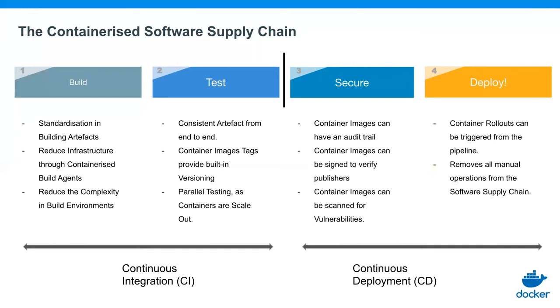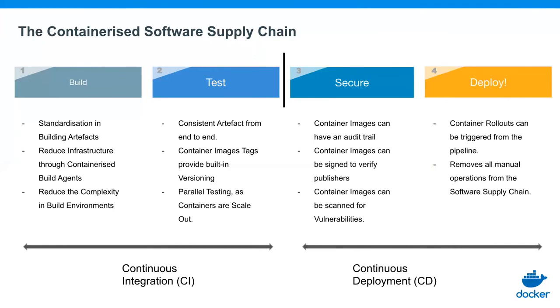And containers by default enable seamless scale out, enabling parallel testing. On the security side, containers can provide a clear audit trail, and so inside of the registries we can have a clear audit trail around who's pushed and pulled images. And as shown in the security webinar, we've seen how container images can be signed to verify who's built them and verify the publisher, and container images can be scanned.